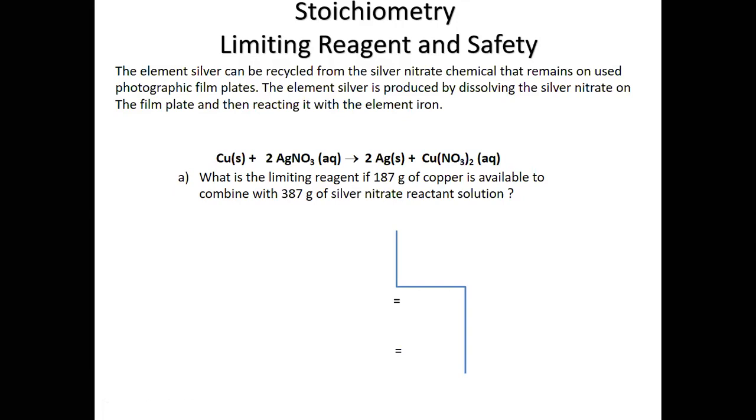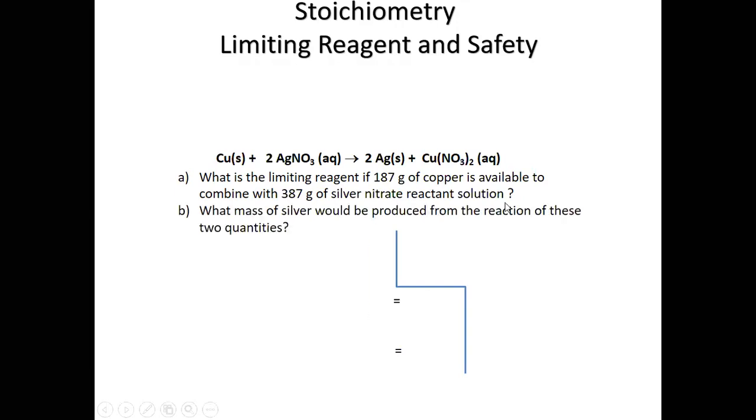So the first thing that we will do is we'll look at our available quantities, right? Our available quantities: 187 grams of copper is available, and 387 grams of silver nitrate is available. If you look at part B, it asks, if these were the two available amounts, what mass of silver could we make? Look at over here, silver is on the product side, right? We want to know what mass of silver these would make when one of these runs out.